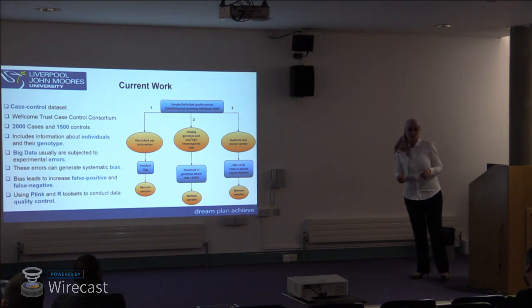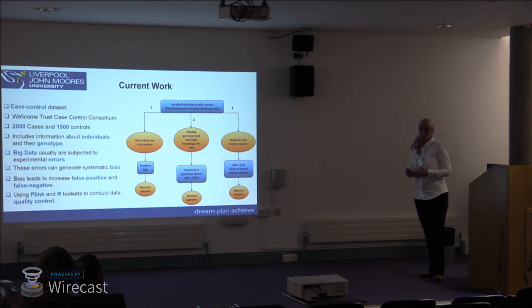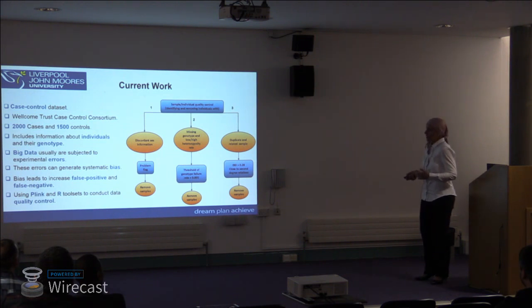And as you all know, big data will be subjected to experimental error. In our case, the experimental error will be low DNA quality, or differences in the DNA quality that cause differences in the frequency of the genotype call rate, and all these errors could cause bias to our study. When this bias appears, it will increase the false positives and false negatives. What I have done so far with this data is to get rid of all these errors that introduce bias to the study.